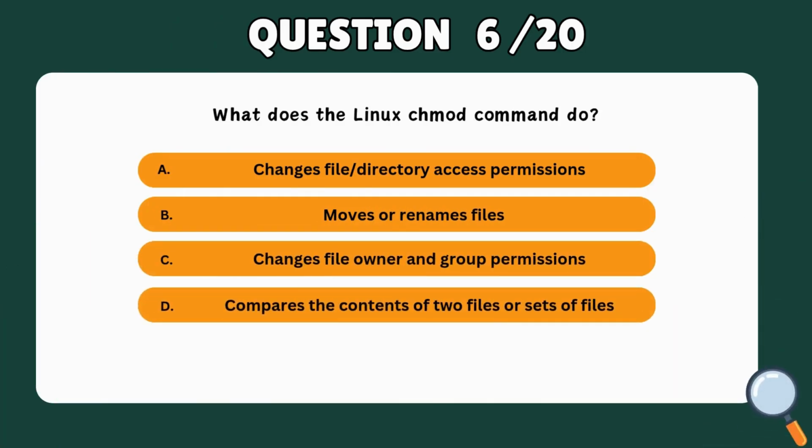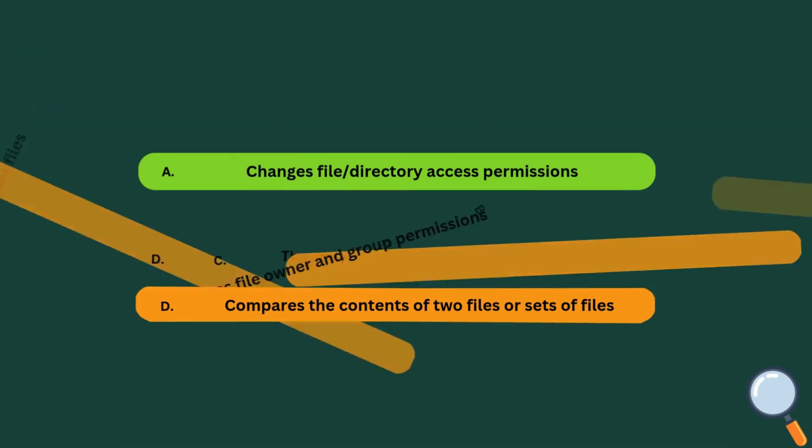Question 6. What does the Linux chmod command do? A. Changes file/directory access permissions. B. Moves or renames files. C. Changes file owner and group permissions. D. Compares the contents of two files or sets of files. Correct answer, A. Changes file/directory access permissions.